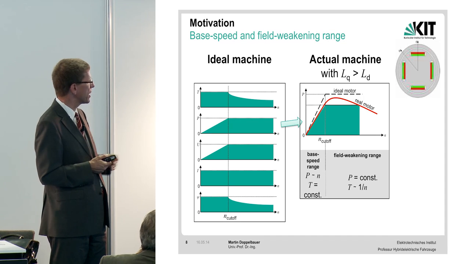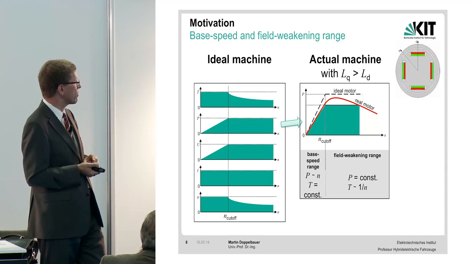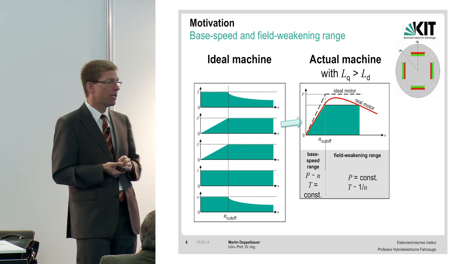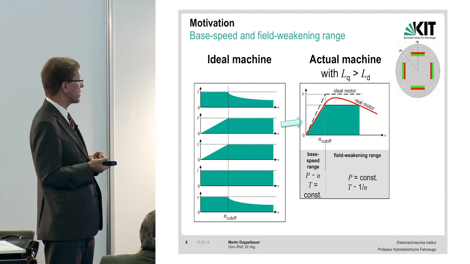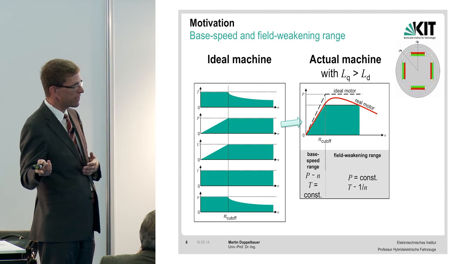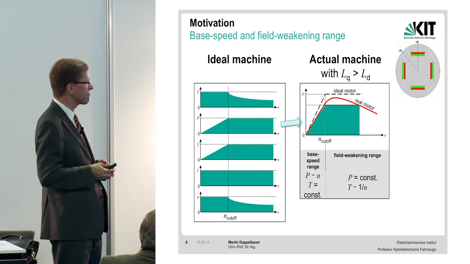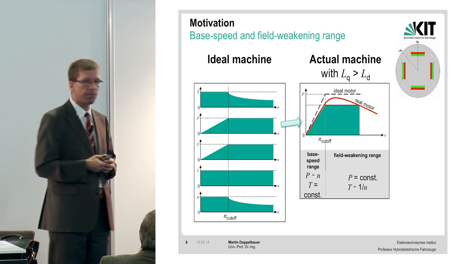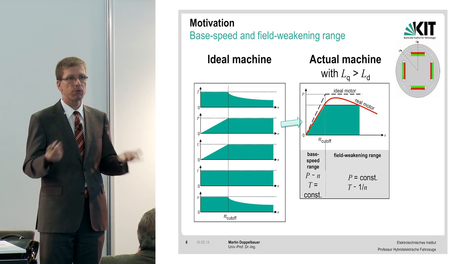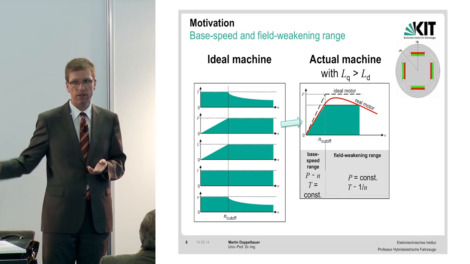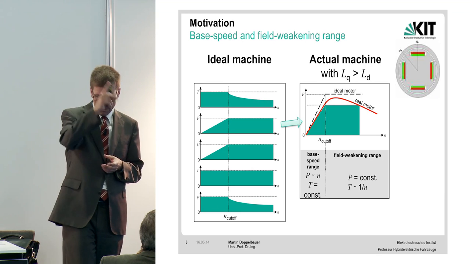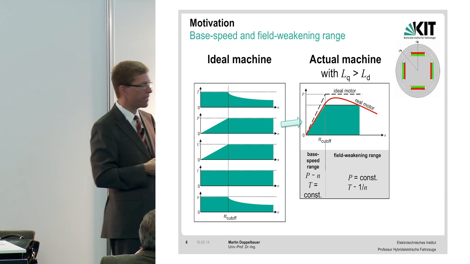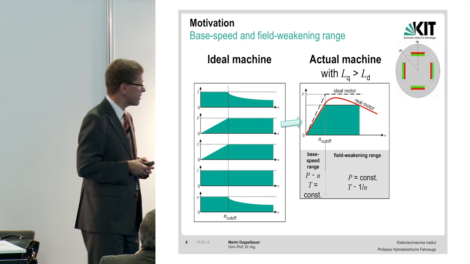In the left part, we basically have constant torque. So that's the base speed range. We have constant torque, speed increases, that means power is increasing. And on the right half of the graph, we have constant power, the field weakening range. Torque is going down with a 1 over the speed, and the power remains constant.